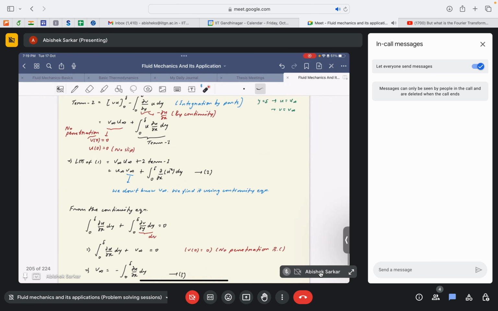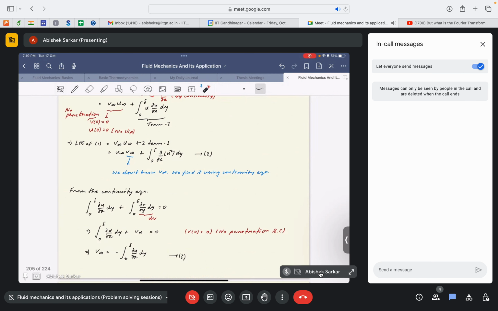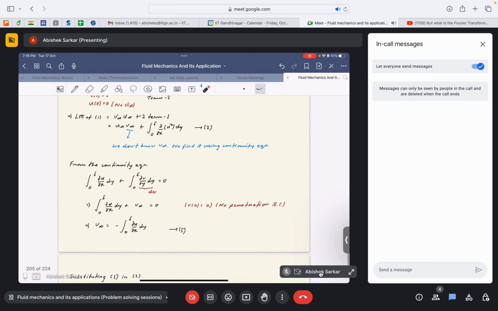Again in this expression, we know u infinity, because u infinity is known before we start solving, like in the case of flow over a flat bed. These are predefined before solving. So the only unknown term in the first term is v infinity. We need to find v infinity, and we can do it by applying the continuity equation. We apply the same integration method that we used for the x momentum equation. We integrate the equation with respect to y from 0 to delta.